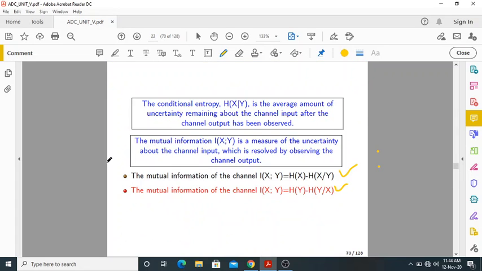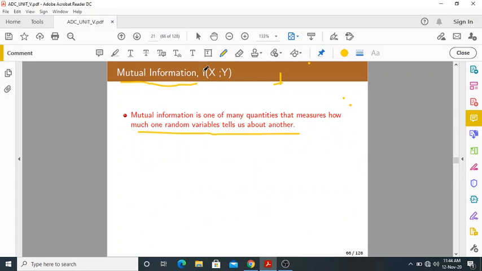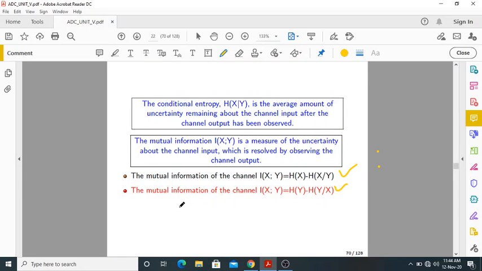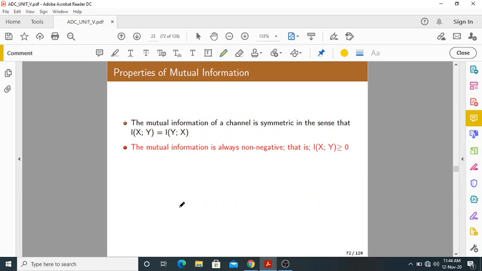So one more thing I forgot to mention. If x and y are independent, obviously there is no mutual information. I might have written it somewhere. If they are independent, they don't share any common information. Then the mutual information is 0.